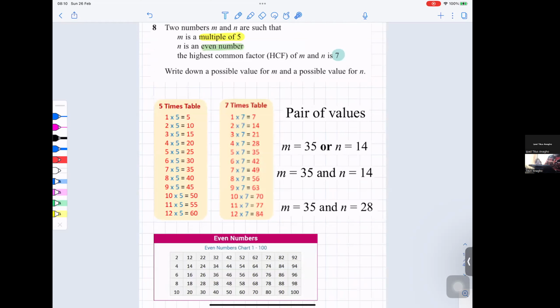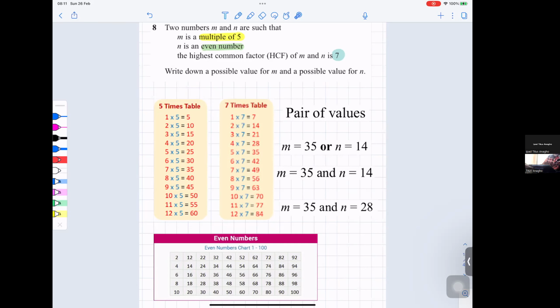Two numbers, M and N, are such that M is a multiple of 5. N is an even number. The highest common factor of M and N is 7. Write down the possible pair for M and the possible pair for N.